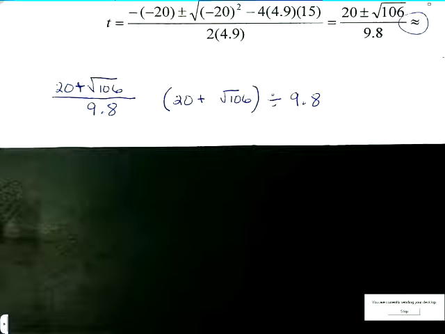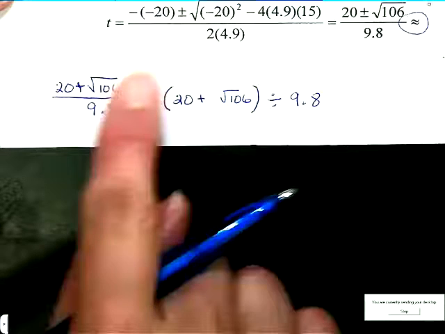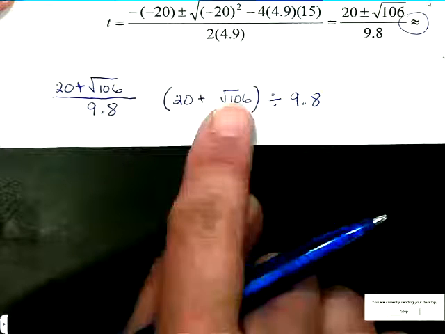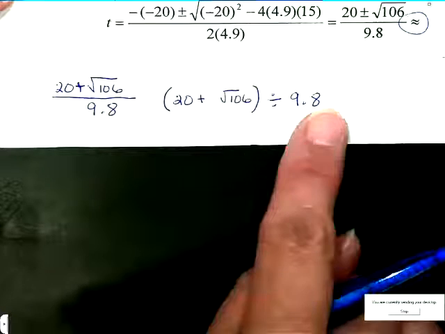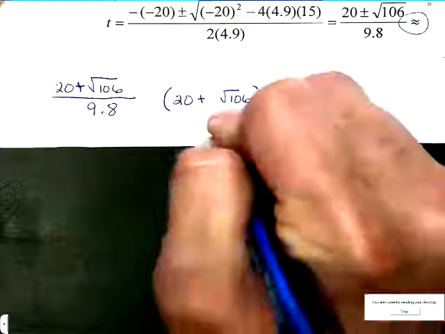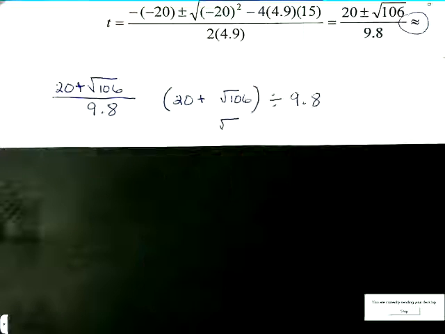Now, depending on what calculator you have, on some calculators you can just open the parentheses and say 20 plus square root of 106, close the parentheses, divided by 9.8, hit equals, and there's your answer. And sure enough, it's darn close to 3. But for some of you, when you hit your square root button, the calculator automatically opens a parenthesis for you. Do any of you have that situation?